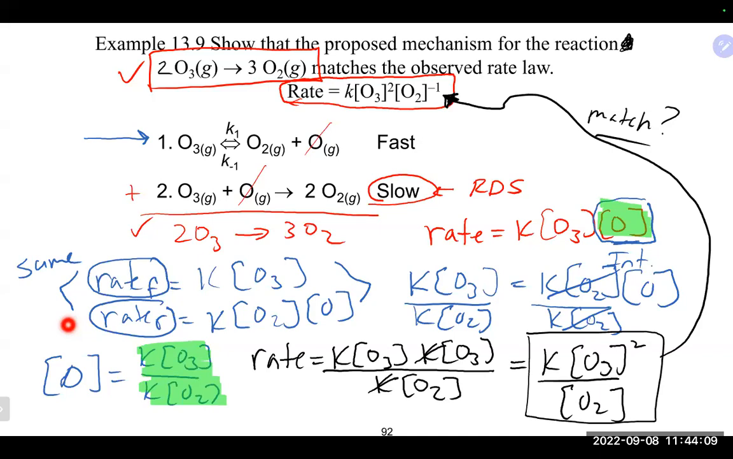The answer is they actually are the same, because the O2 in the first one is to the -1, which means anything to the -1 is 1 over it. So it's 1 over O2 times k and O3 squared. So it actually is the same. Even though it may look slightly different, the -1 there means 1 over it.